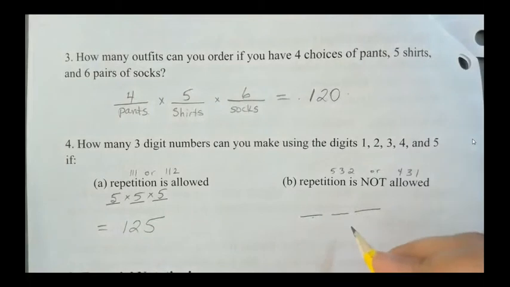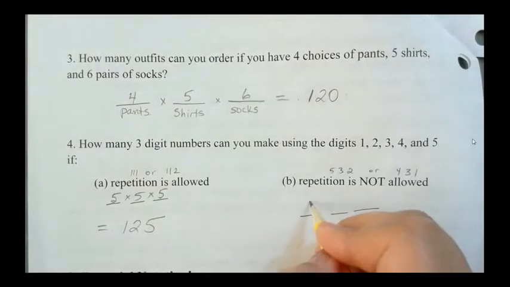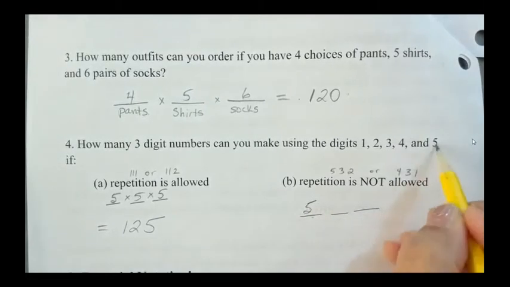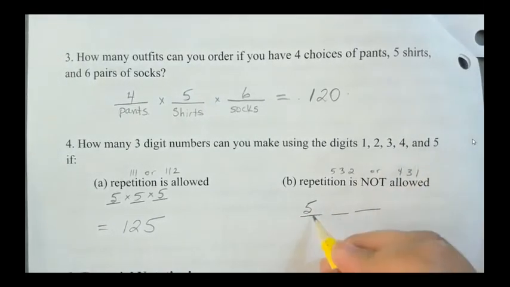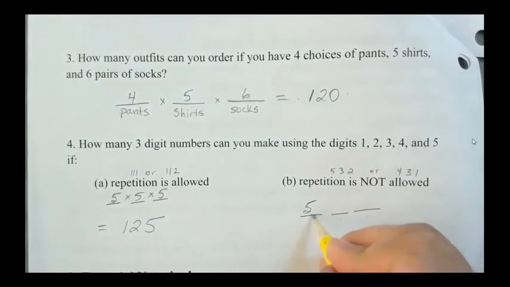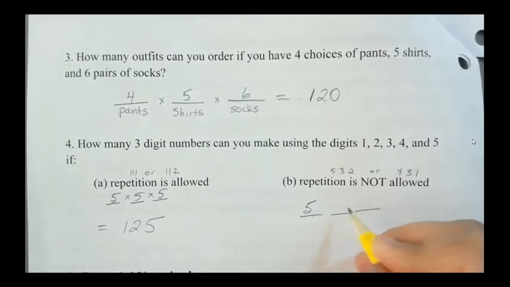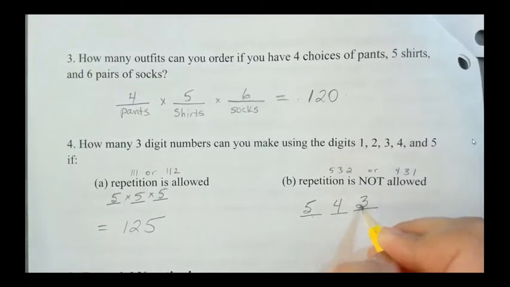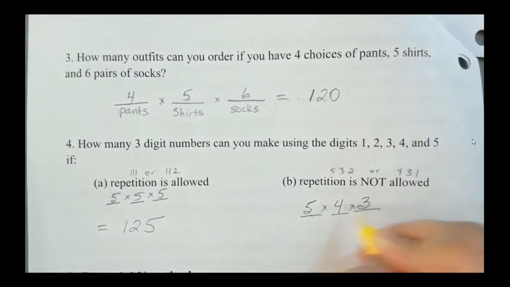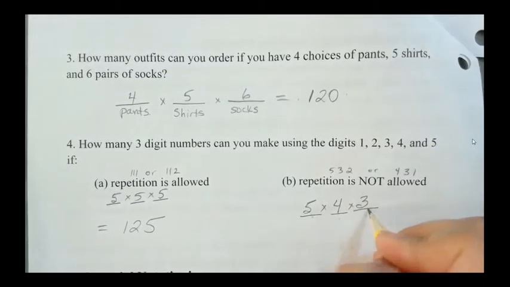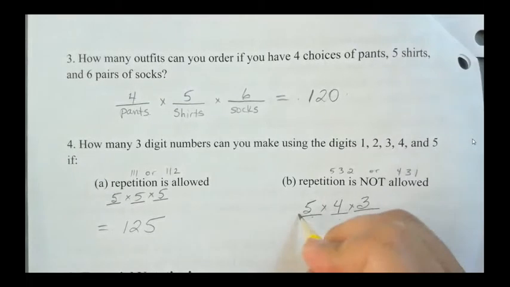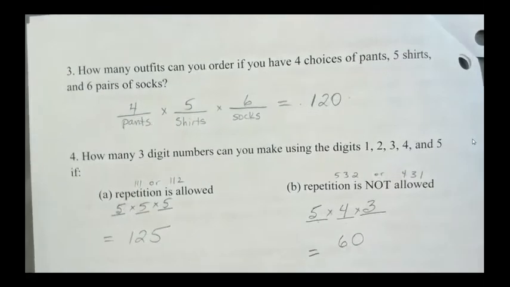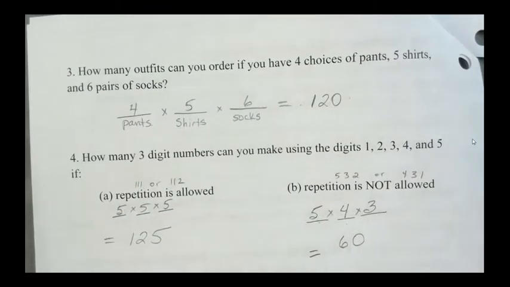So how many do I have to choose from for this first digit? 5. Okay, because it could either be 1, 2, 3, 4, 5. Now if I've used one of them, how many do I have left to choose from for the second spot? 4. And then how many left for this third spot? 3. Okay? And the order in here doesn't matter, right? So if I were to write the 5 and the 4 and the 3 here, I'm still going to come out with 60 different arrangements if repetition is not allowed.